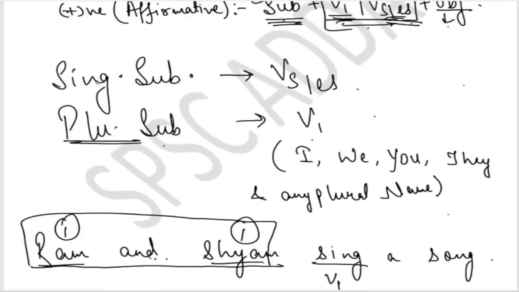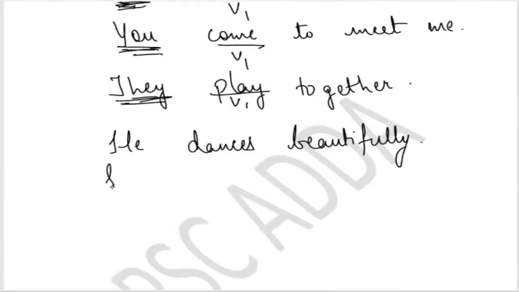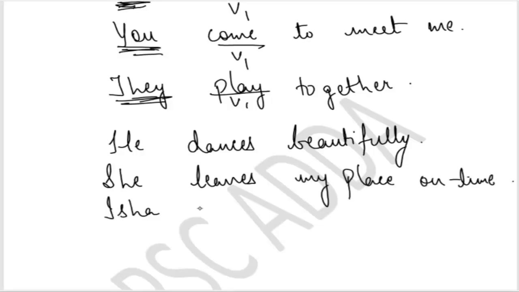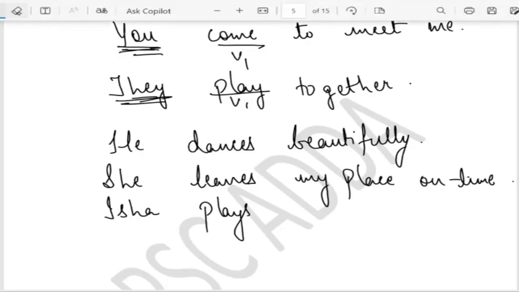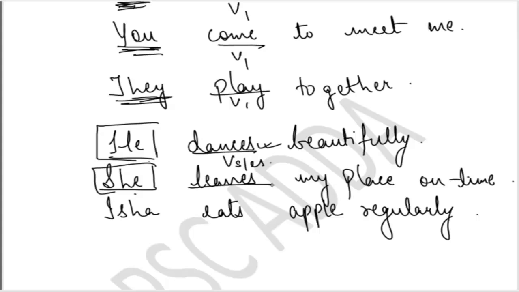Definitely, I'll do that. So now let's talk about singular subjects. Singular subjects are he, she, it, and any singular name. Let's take certain examples. He dances beautifully. She leaves my place on time. Isha plays. Or let's take another example: Isha eats. Since he is a singular subject, we always use verb s or es form. She is a singular subject, so we always use verb s or es form with it. Isha is a singular subject, so we are using s or es form with it.